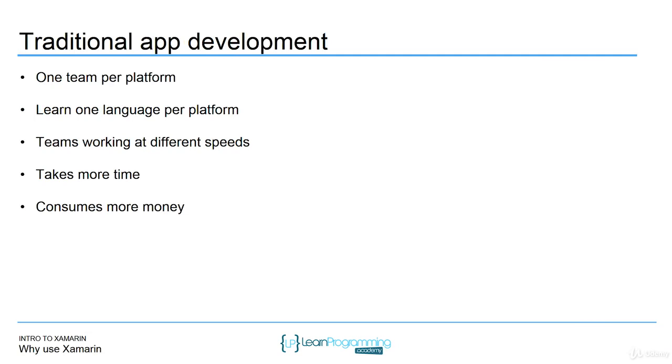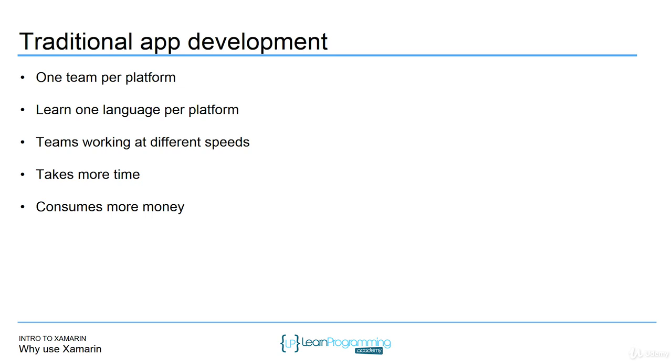The first scenario is traditional app development, what we would think of as one team developing the Android app and another developing the iOS app. First, it means that you have to have one team per platform. You have to have one team for developing the Android app and one team for developing the iOS app. This also means that each team is an expert on their platform.